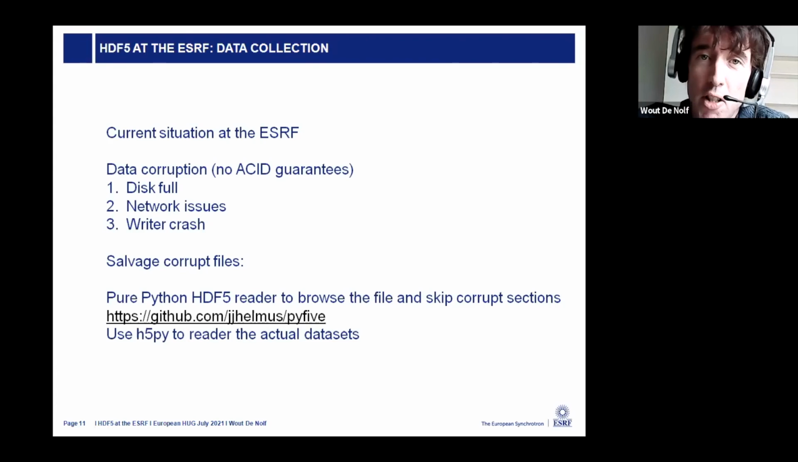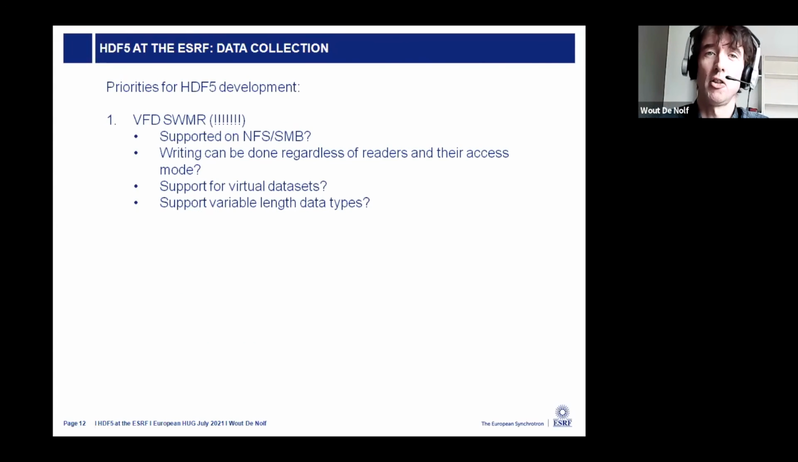So the concluding slide is for future developments of HDF5, which we're very much looking forward to. The first one is the VFD swimmer. So let's say a proper swimmer. And that's actually a lifesaver for us, I think, at least in my opinion. So we still have some questions. What does it support? What does it not support? For example, variable length data types.